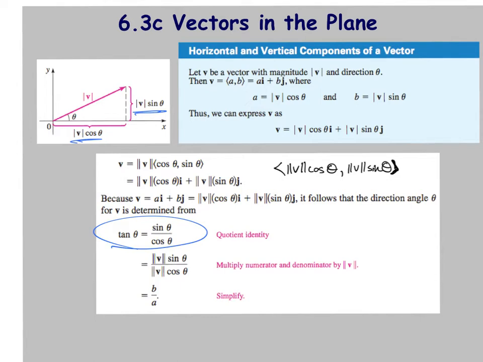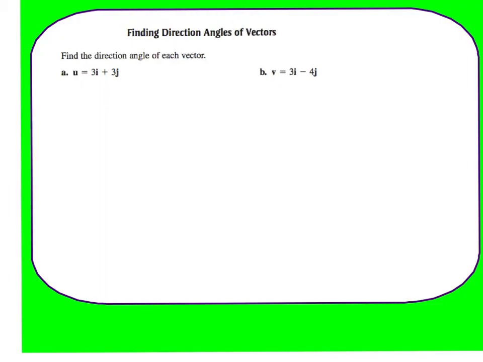Now, what is my inverse operation to get to theta if I tangent something? How do I get to the theta? What's the inverse? No. Arctan. It's an arctan. So I'm going to have to arctan something to get to that angle. We're going to find the direction angle of each vector.